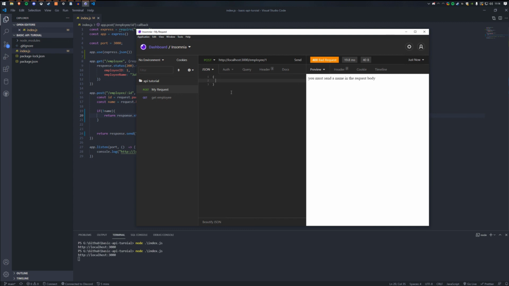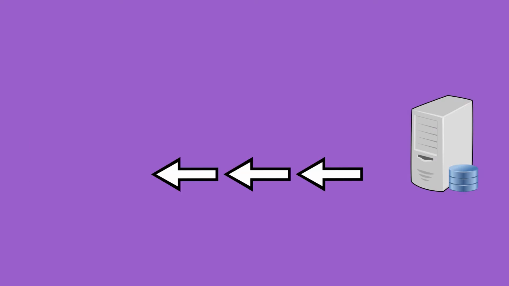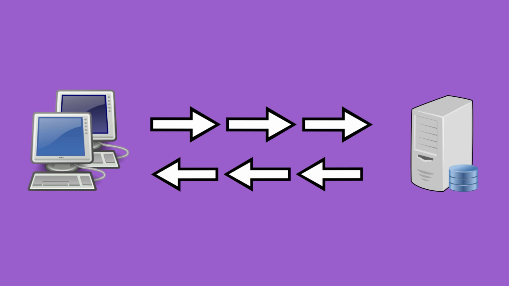However, if we're now to send a name inside of the body, let's just do John. There we go, the name of the employee is John and their ID is 1, which is what we've put in the parameter up here. So there we go. We've now made an API that can both send data and receive data from the client, both of these being very fundamentals of a basic API.